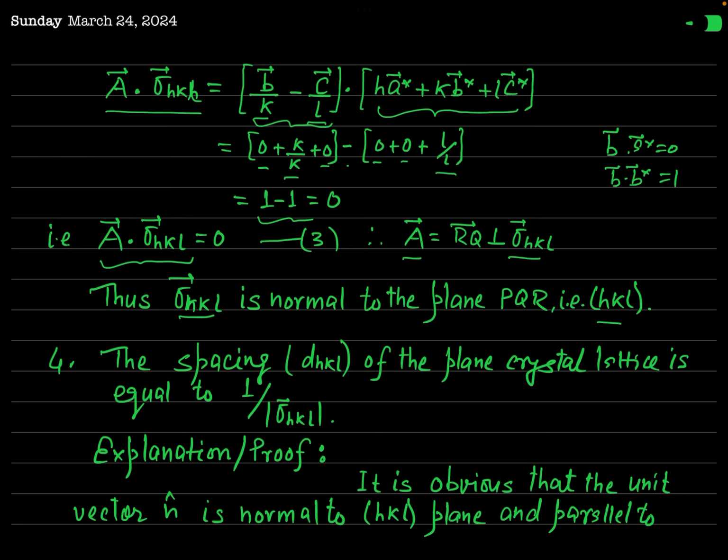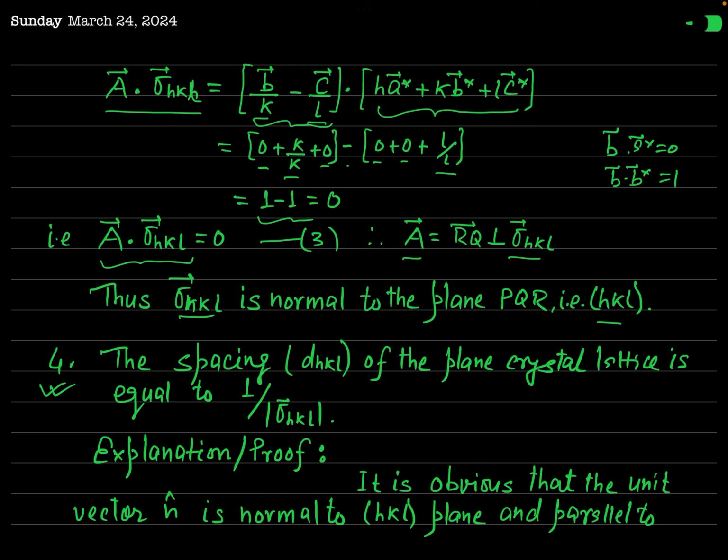This is just the definition of the reciprocal lattice vector, that if sigma HKL is your reciprocal lattice vector, it means it will definitely be normal to the set of parallel planes defined by the Miller indices HKL. Okay.